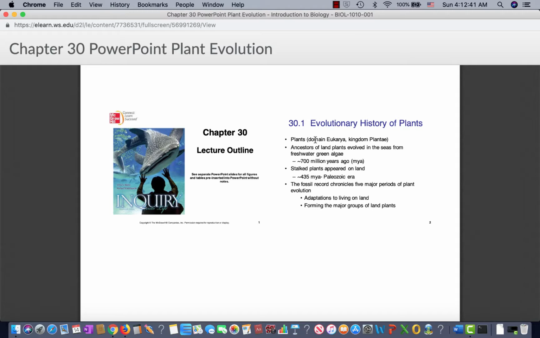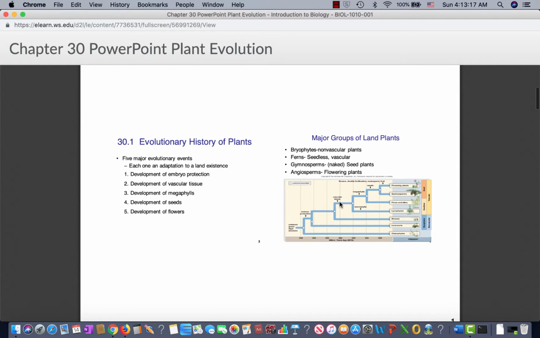So plant history, or the evolutionary history of plants. Plants belong to the domain Eukarya and the kingdom Plantae. The ancestors of the land plants evolved from freshwater algae roughly 700 million years ago, and then about 435 million years ago we started seeing stalk plants on land. The fossil record chronicles 5 major periods of plant evolution, which led to better adaptations for living on land and the formation of our major groups today.